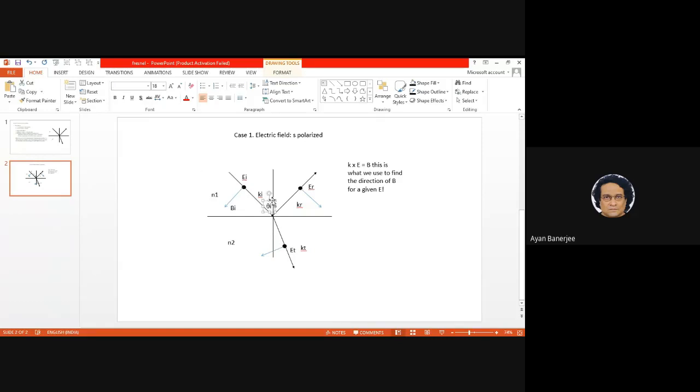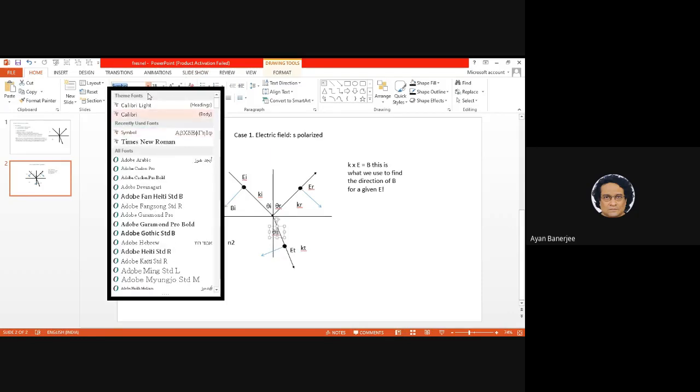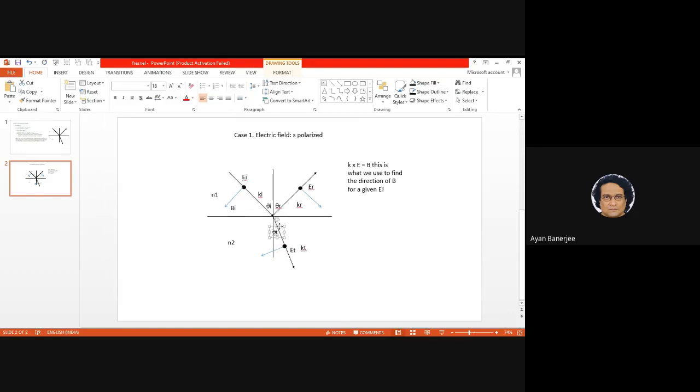So theta is your incident angle, theta I, the reflected angle is theta R, and the transmitted angle is theta T. Oh, this is not tau, this is not the symbol. So done, all my drawings are finished. Fantastic, right? So now what I want to write down is just the boundary conditions.